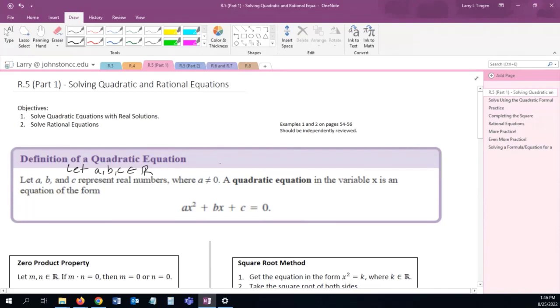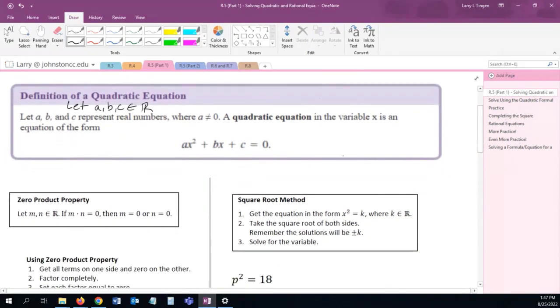So those are real numbers. That just means they're not complex. Okay? Where A is not zero. Well, if A was zero, look at this quadratic equation. If that's zero, that whole term goes away, and now I have a linear equation. So that's why we have to state for the record that A cannot be zero. So if I have real numbers A, B, and C, a quadratic equation in the variable x is an equation of the form ax squared plus bx plus c equals 0.